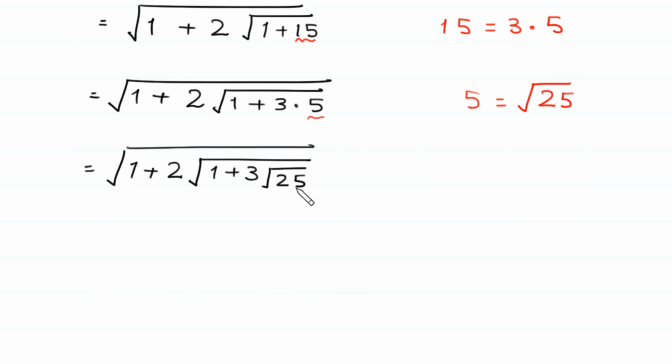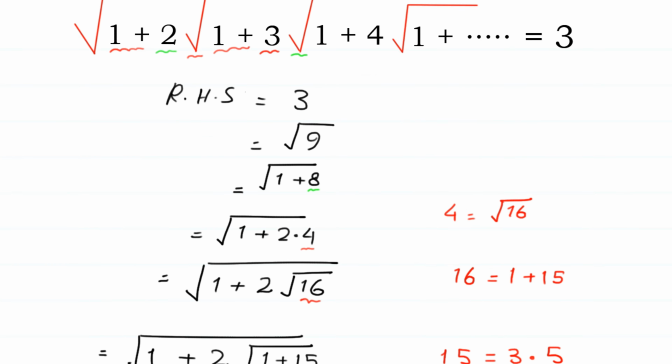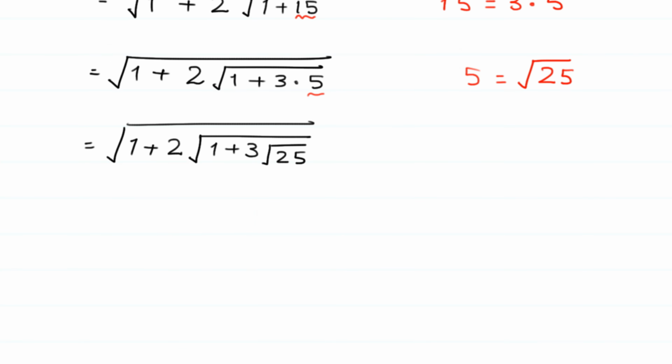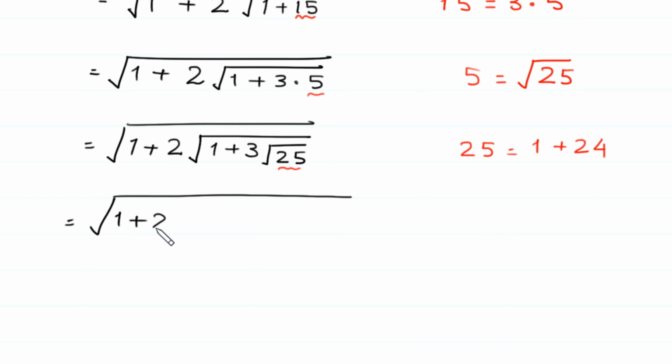Now because in the series we have 1 plus something, we write this 25 as 1 plus 24. So it is square root of 1 plus 2 times square root of 1 plus 3 times square root of 1 plus 24.